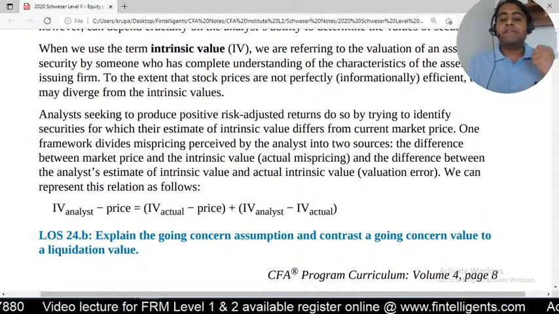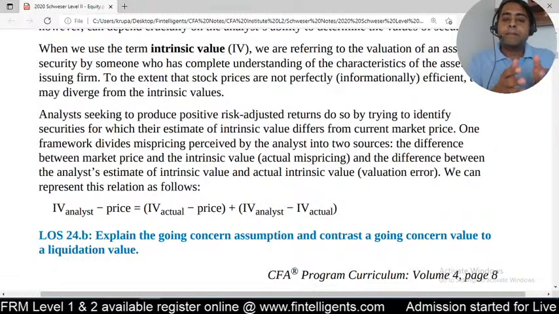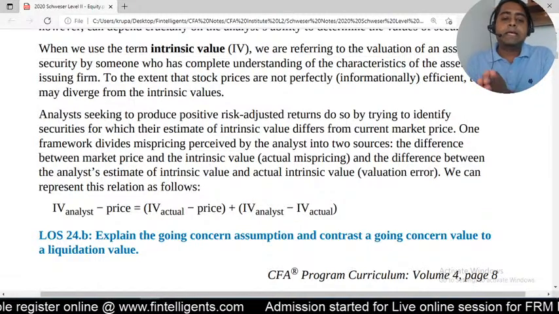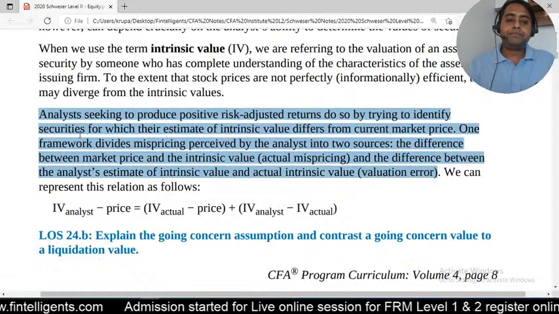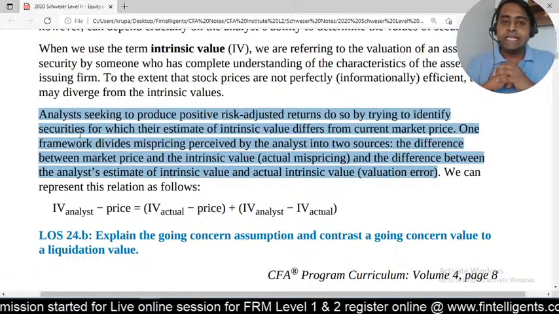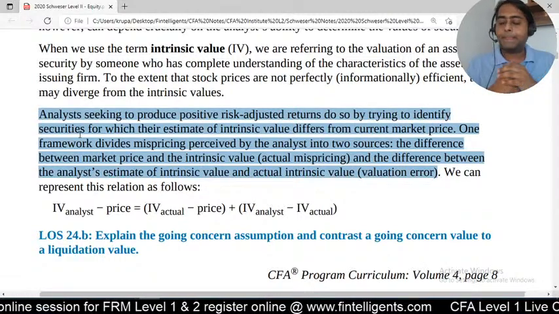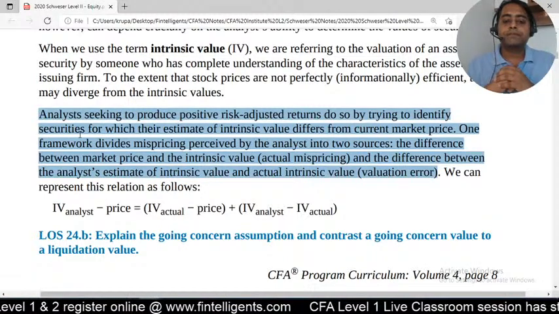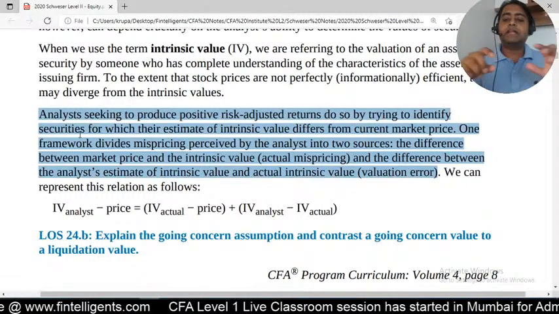So in this paragraph, they have identified two sources of difference that you generally find between your intrinsic value that you have calculated and the market price. First, let us read this entire paragraph. They have identified two sources of reasons why there is a difference between your intrinsic value and the market price of that security. Simple. Kindly read that entire paragraph properly.